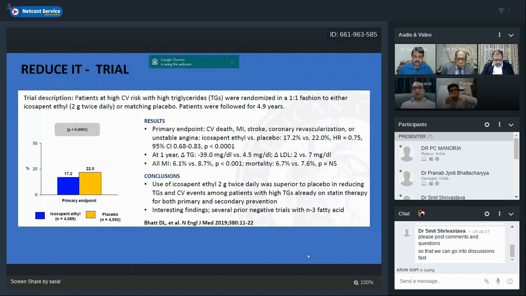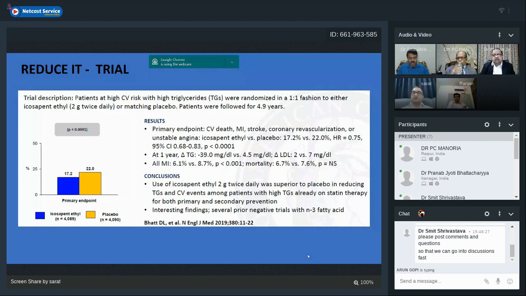The earlier trials were all negative trials when it came to using the so-called fish fatty acids or N3 fatty acid. The doses used were very small. They were using about 1 gram of eicosapentaenoic acid. The REDUCE-IT trial used a dose of 2 grams BD, that means 4 grams per day. They did not use the naturally available eicosapentaenoic acid. They modified it in such a way that it is easy for acceptance for the patient.